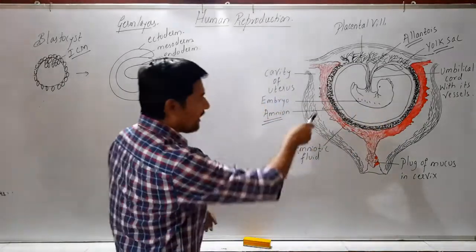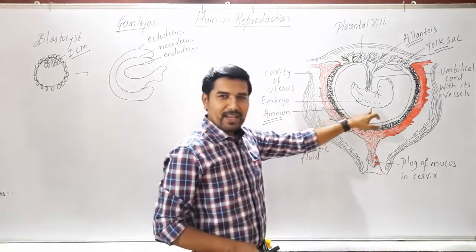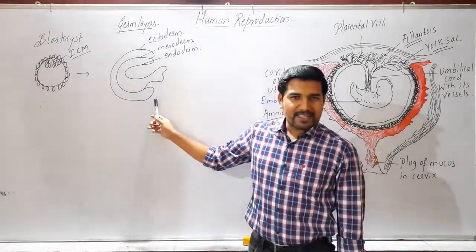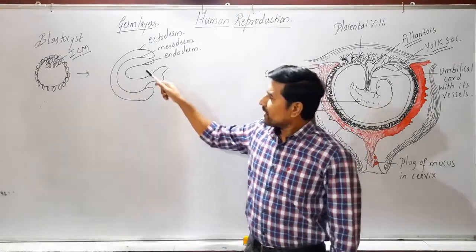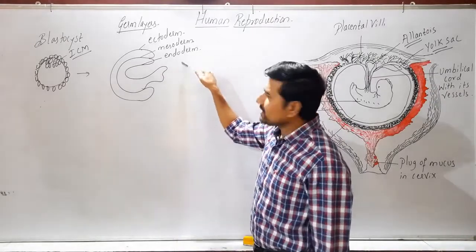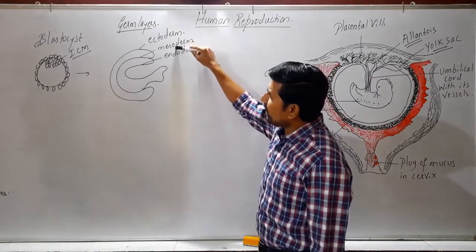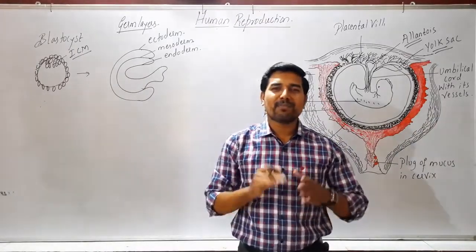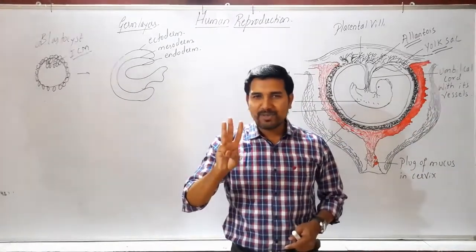Now, what happens here? In the embryonic stage, after the blastocyst, the gastrula is formed, which consists of 3 layers. The outer part is ectoderm, the middle part mesoderm, the inner part endoderm. We call these germ layers. So there are 3 germ layers which are formed.